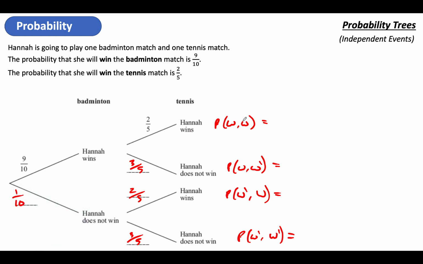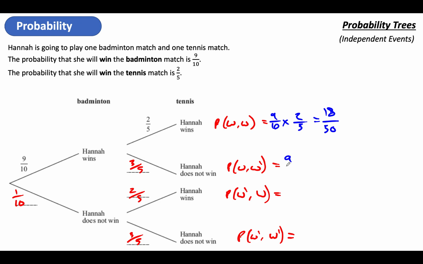Let's put in some answers here then. So win and then win. We're going along the top edge of this probability tree. So we have 9/10 and 2/5, and we are going to do one and the other, so that one and that one. So you multiply 18 over 50. Don't bother simplifying it, you don't need to.